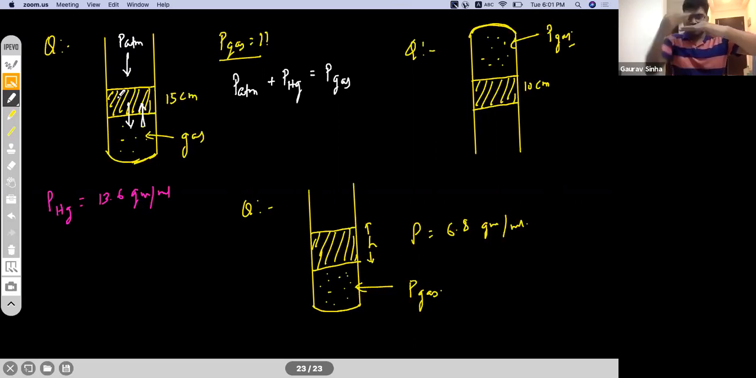When the total downward pressure is equal to the total upward pressure. The gas is pushing the liquid column in the upward direction. Atmospheric pressure is pushing the liquid column in the downward direction. The liquid column is also exerting pressure on the gas present here. So the total pressure in this direction equals the total pressure in this direction, and only then do we have equilibrium. Are you getting it now?